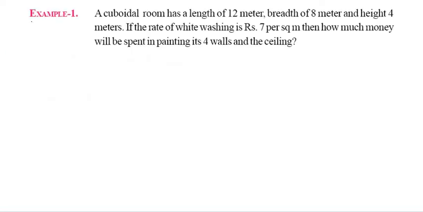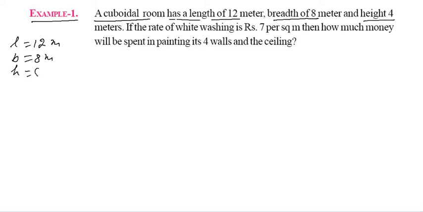Now come to the question, that is example 1. A cuboidal room has the length 12 meters, so you have to write length is equal to 12 meters. And breadth is given as 8 meters, so B is 8 meters. And the height is 4 meters, so H will be equal to 4 meters. Now, if the rate of whitewashing is 7 rupees per square meter, so that is the rate, you can write the rate is equal to rupees 7 per meter square.